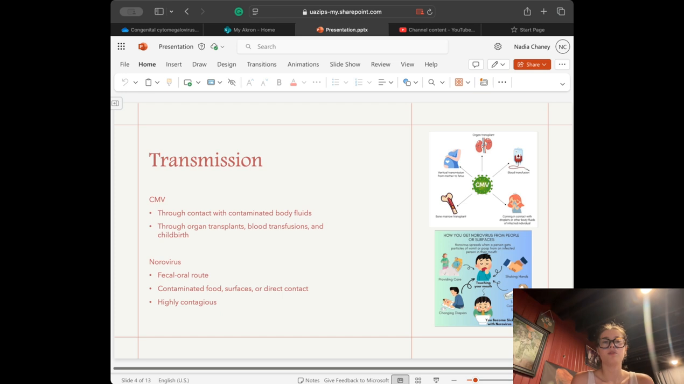Transmission for CMV, so it's usually through contact with contaminated body fluids like urine, saliva, blood, things like that. It could also be through organ transplants, blood transfusions, and childbirth, or bone marrow transplants. Norovirus is usually transmitted from contaminated food, contaminated surfaces, and then touching those, and then touching your face or mouth, or direct contact with someone that has it, and it is very contagious.